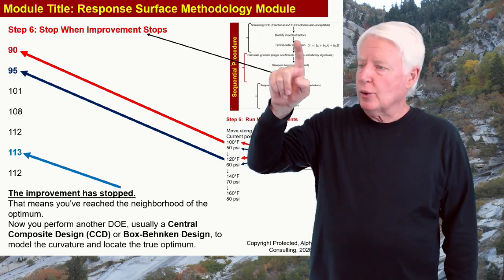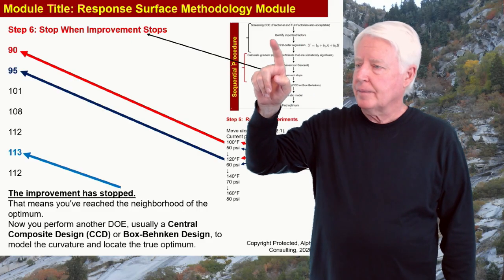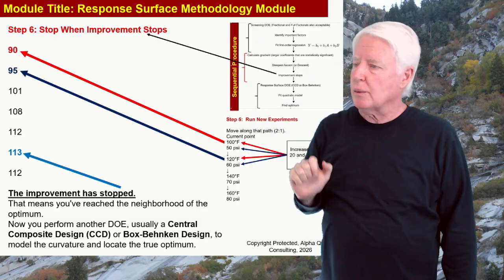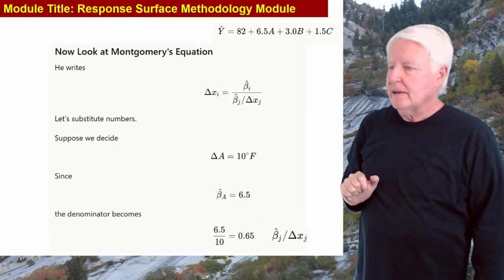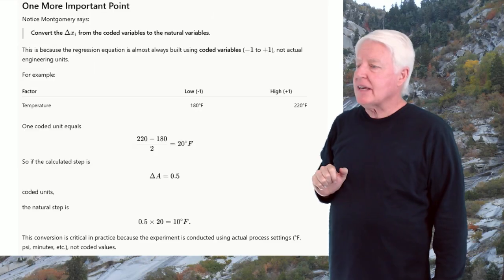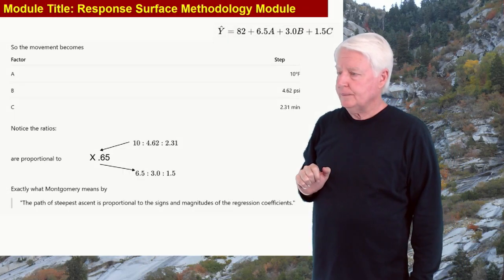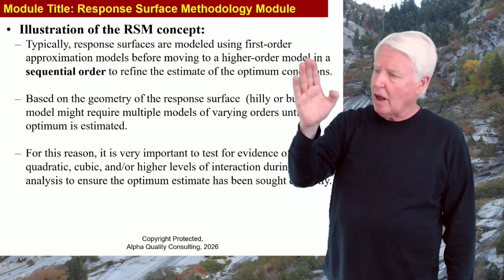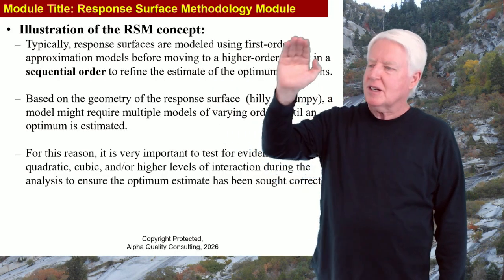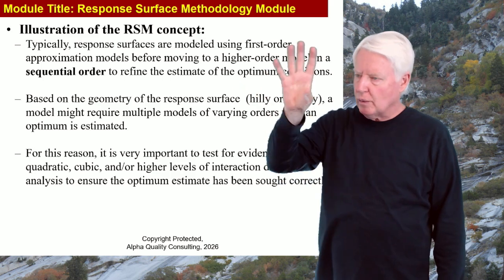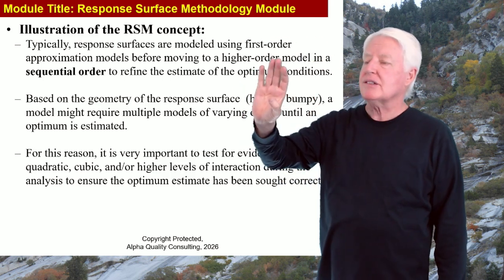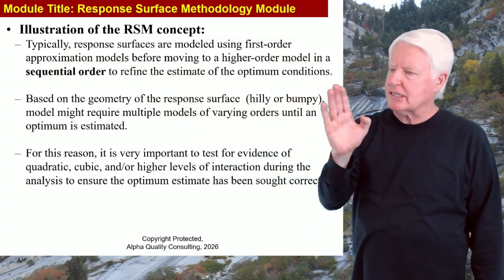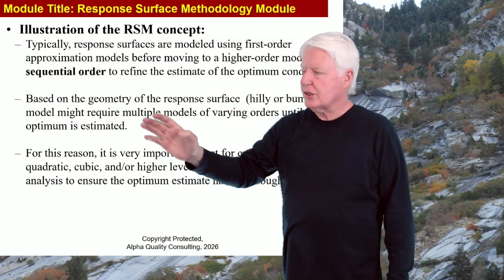Screening DOE, first order model. That's what we're doing. Find the most important factors. Create your first order equation. That's step one. That's what we're talking about back here. And then the second step, higher order model. The second step is first to go ascend until you reach the basic region where the maximum is, and then do this higher order model in a sequential order to refine the estimate of the optimum conditions.